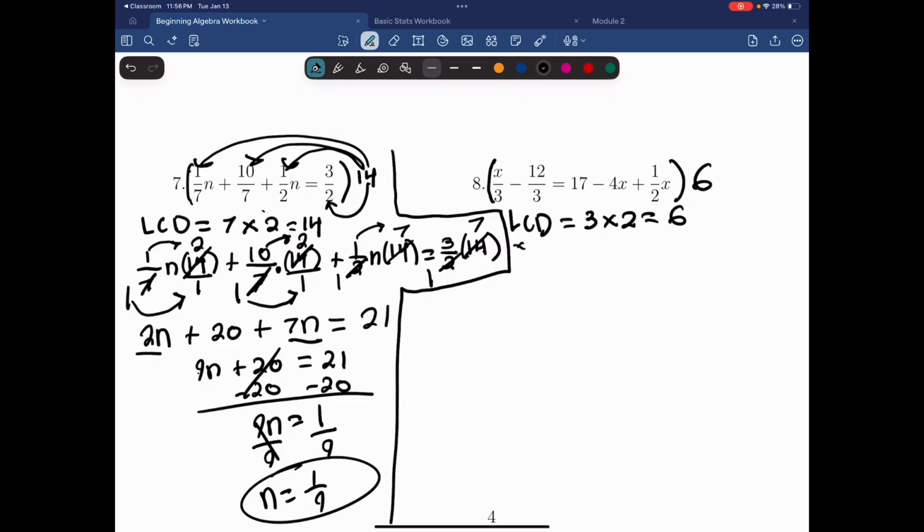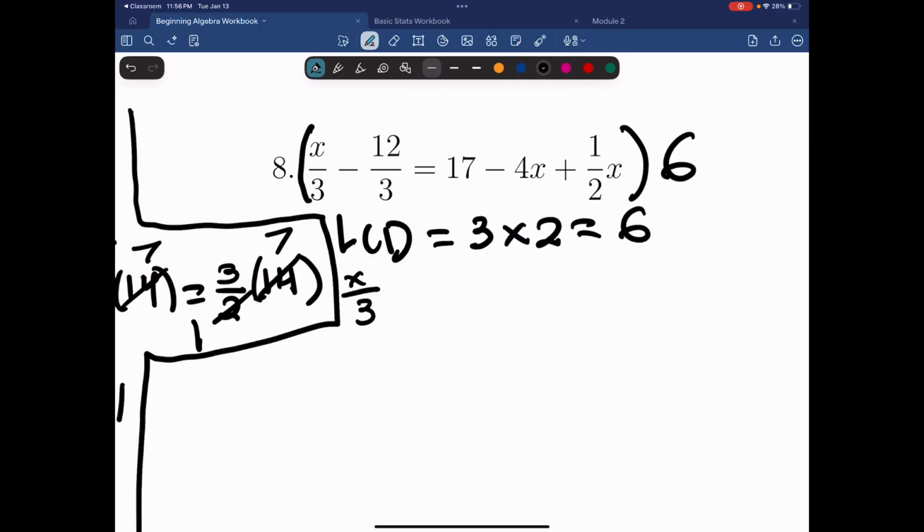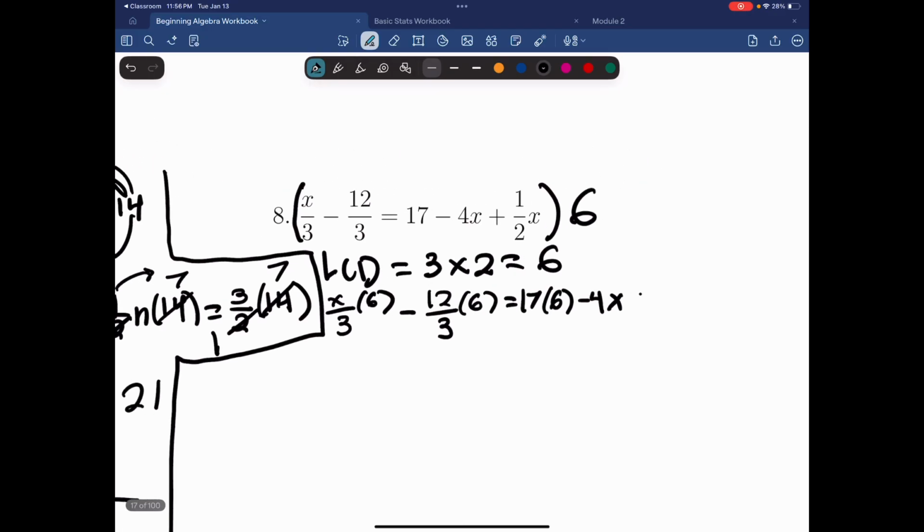Now, writing that out, we're going to have x over 3. I'll zoom in a little bit here so that we can see what I'm doing. We're going to have x over 3 times 6 minus 12 over 3 times 6 equals 17 times 6 minus 4x times 6 plus 1/2 x times 6.